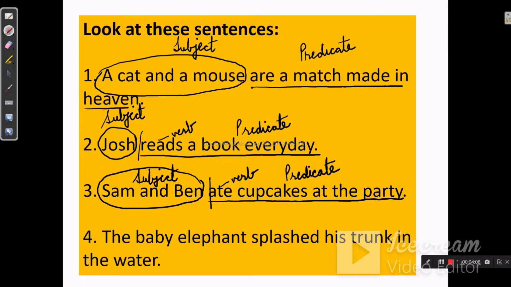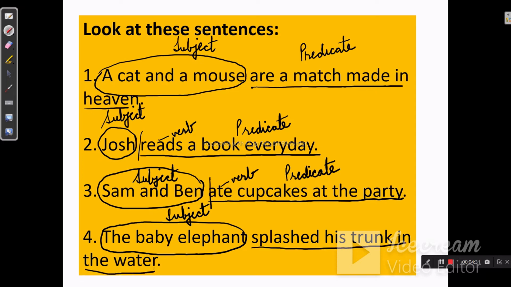I hope you are finding it very easy. The baby elephant splashed his trunk in the water. Who splashed his trunk in the water? The baby elephant. So very easy to identify. So the baby elephant becomes subject here. And what did the baby elephant do? Splashed his trunk in the water. So splashed is a verb, right? Verb is a part of predicate. So splashed his trunk in the water is predicate.